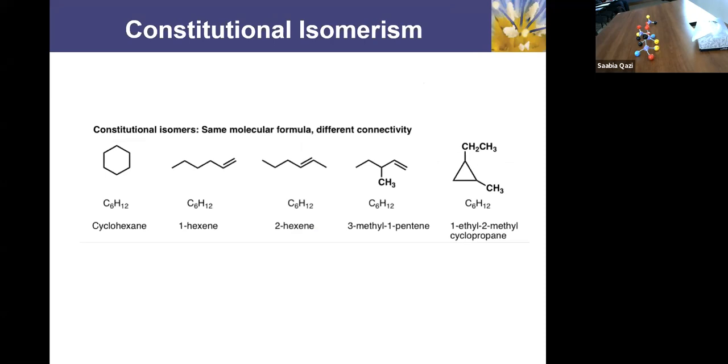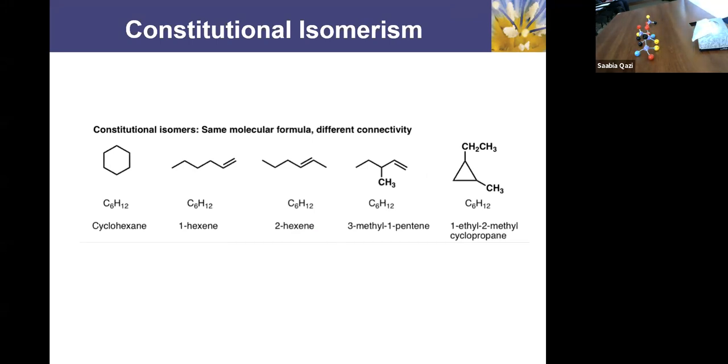Look at this. This is C6H12. Look at the connectivity of atoms. It has 6 different types of isomers. Some of them are cyclic, straight, or some of them are with a double bond. Some of them are cyclic. Look at the methyl group here, right? So the connectivity is different.